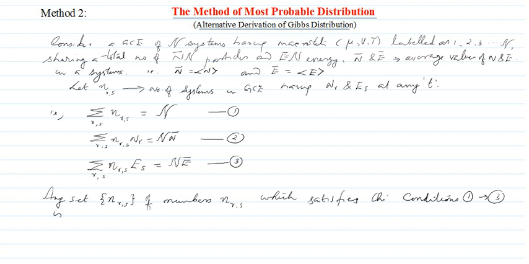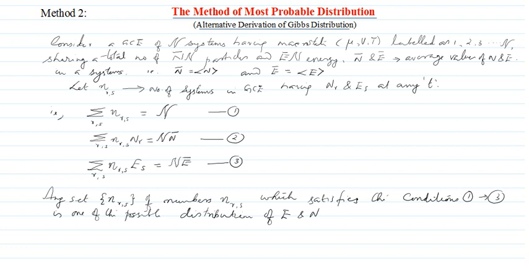It is one of the possible distributions out of many possible distributions. Any distribution which obeys equations 1 to 3 is a possible distribution of energy and number among the members of the ensemble.